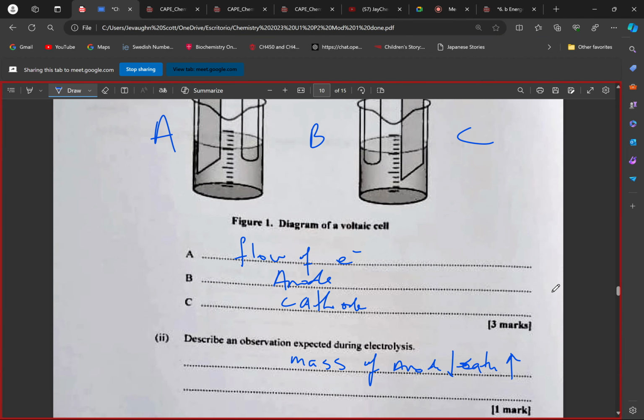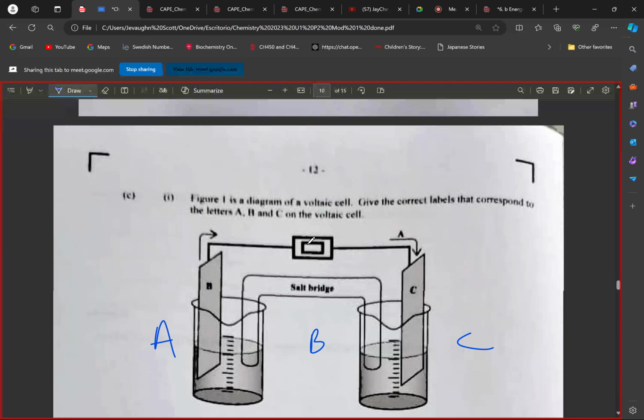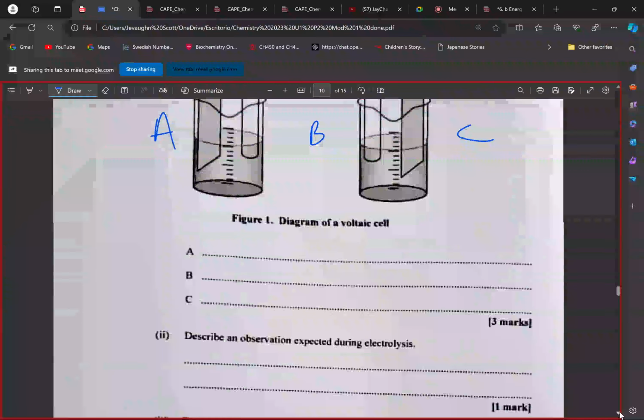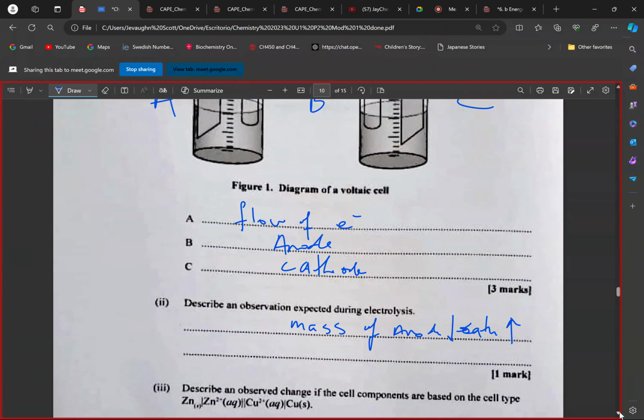I remember one session where somebody shouted at me that you're going to see the voltmeter turn on, or a value on the voltmeter, and that is an observation. I'm like, okay, does that count? I don't think that counts. I don't think the voltmeter showing a value counts.